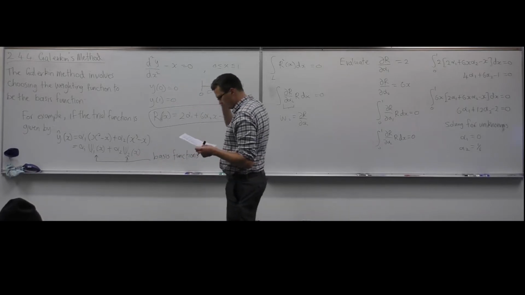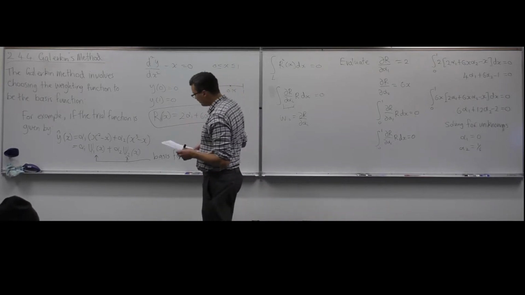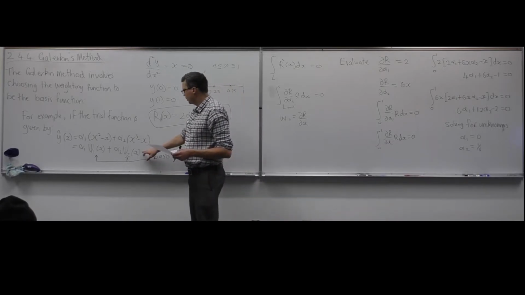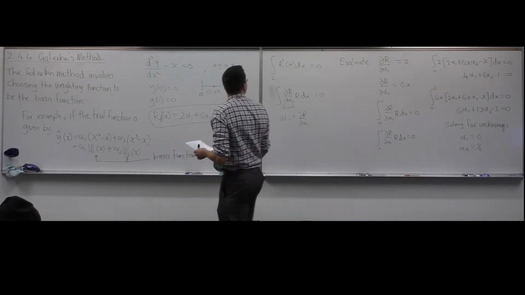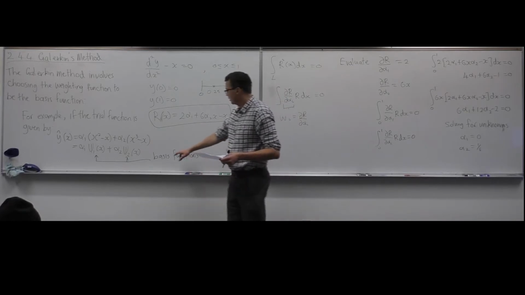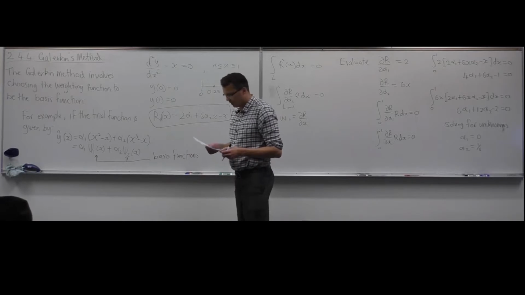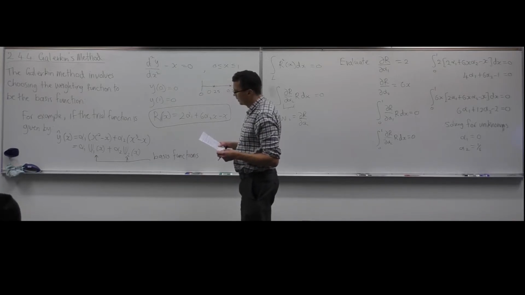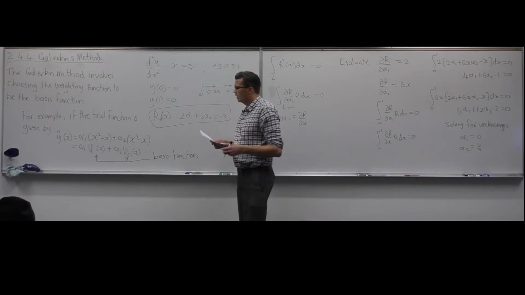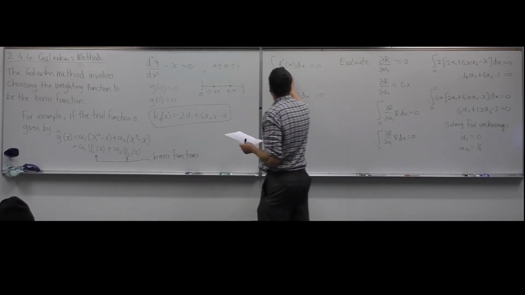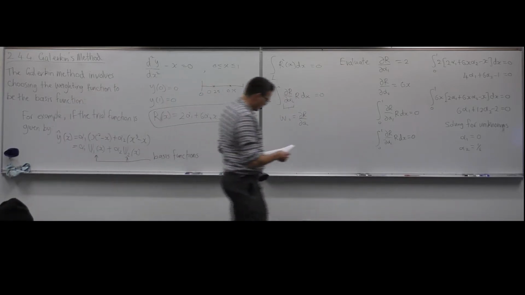So Galerkin proposed, and this is not obvious, that we choose the weighting functions to be the basis functions. That's not an obvious thing to do, but it turns out to be a very good way of minimizing the integral for the weighted residual approach. So let's just see how this works.